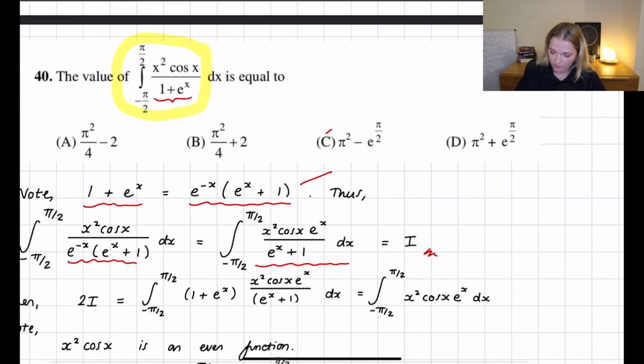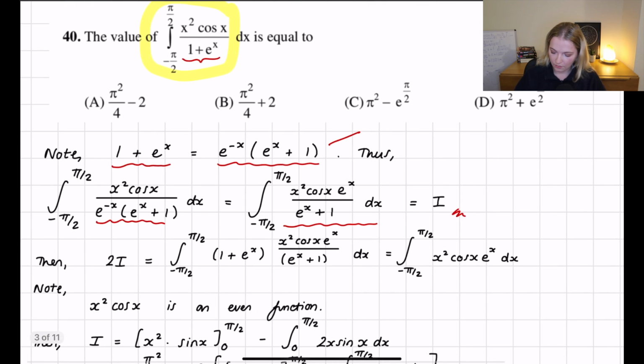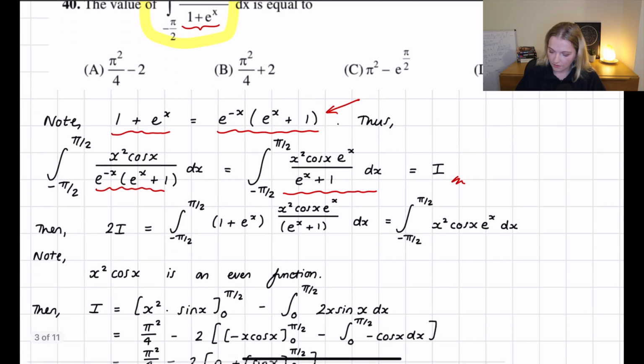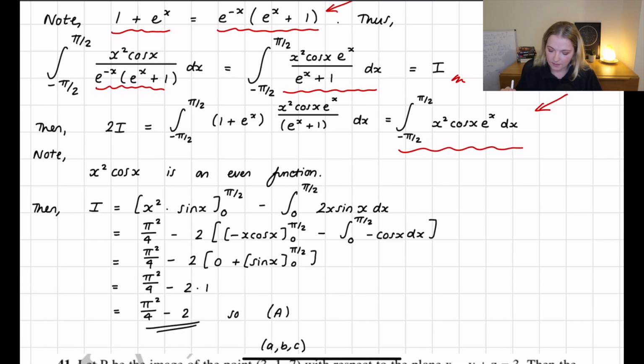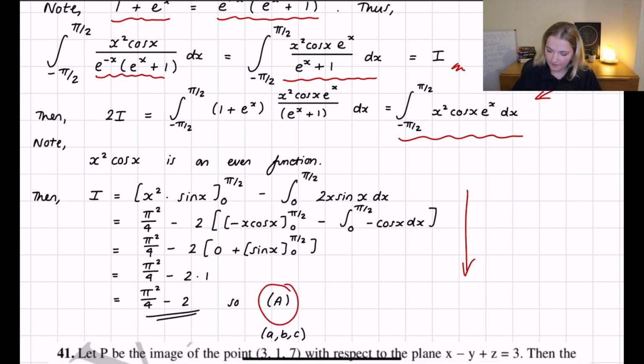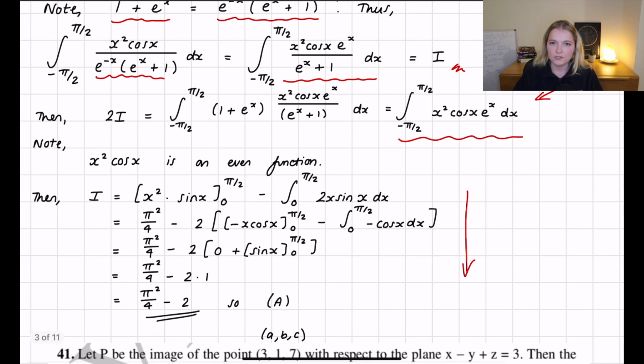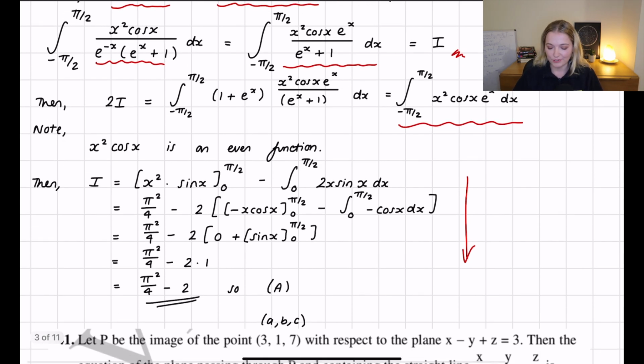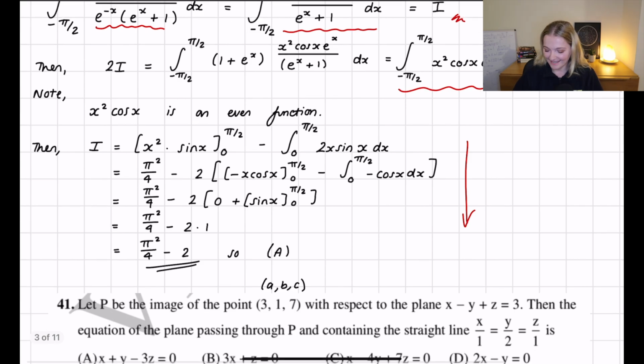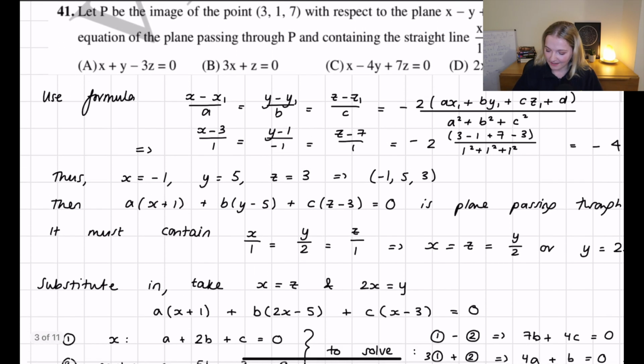We've manipulated the denominator, which is this here, and you can get this nice equation out for the integral. And then you just do some simple calculations for the integral and you end up with the answer that is A. Okay, awesome. So that question was really, really nice. Probably my favourite question on this exam, but that's because I just love calculus, so maybe that's why. Okay, moving on to the next question.